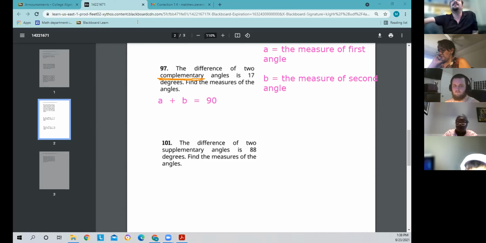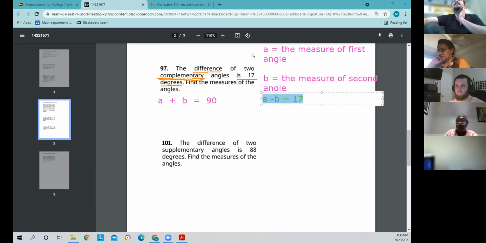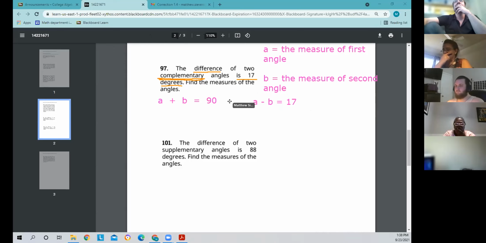The other part that's here says what? Difference. Difference is 17 degrees. What does that mean? It's A minus B. A minus B equals 17. Can I do B minus A? Does it matter? No, we can't. It's just going to change which one's your larger angle. So if you did it the other way, that's probably also fine.